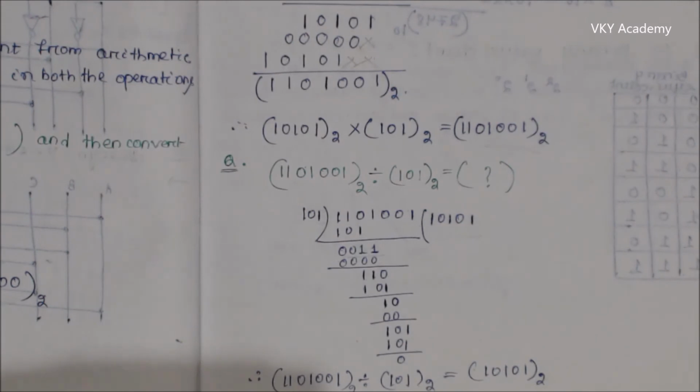Now one more mathematical operation, which is binary subtraction, we will discuss in the next class. So binary addition, multiplication and division are the easiest arithmetic operations in the binary number system. But one thing which is very important in the binary number system is binary subtraction, and that we are going to discuss in the next class.